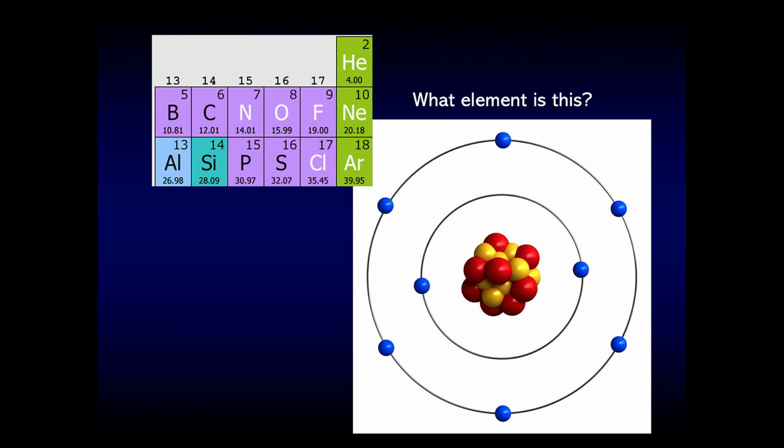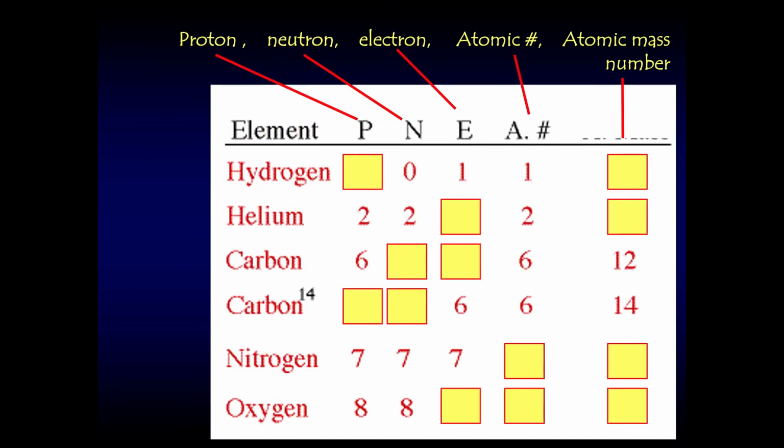What element is this? And how do you know? Also, how many neutrons does it have? And how do you know that? So now in this diagram, I want you to figure out what goes in the yellow boxes. So pause this video and write down on a sheet of paper what goes in each yellow box. Then fill in the questions on the next part.